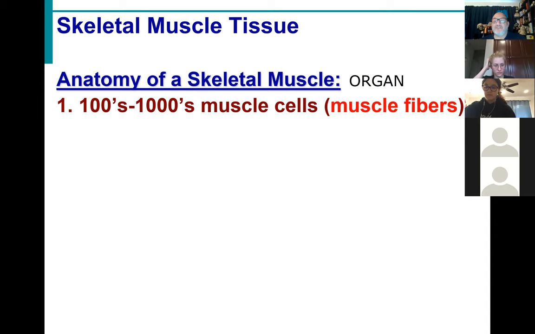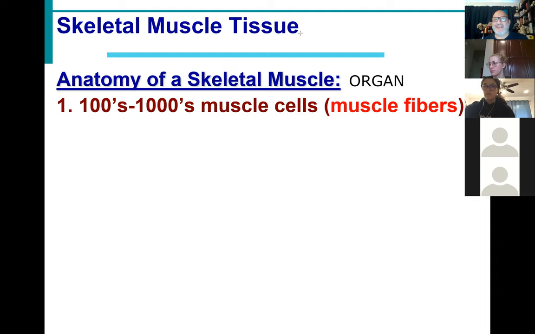skeletal muscle cells. Now, remember, we talked about how a skeletal muscle cell is basically a long cylinder-shaped structure. And so because of that, they are often sometimes referred to as muscle fibers. And you will hear those two terms interchangeably. Muscle cell, muscle fiber basically means the exact same thing.